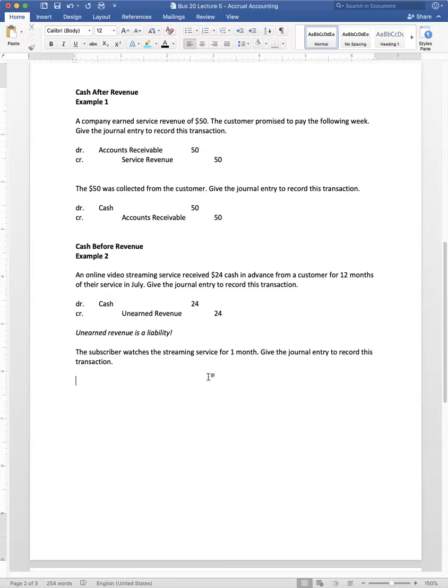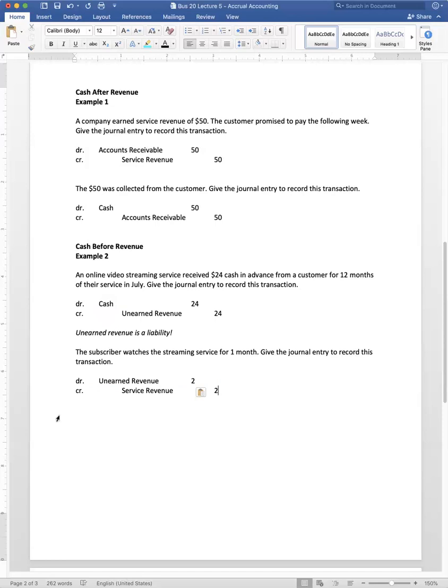So what we're going to do is we're going to record that revenue. And remember, revenue always increasing. That's going to be a credit. So we're going to have a credit to service revenue. The debit is going to be to the liability, unearned revenue. We're going to decrease that unearned revenue liability. Okay? So we set up the liability here, and then as we earn the revenue, we decrease it.